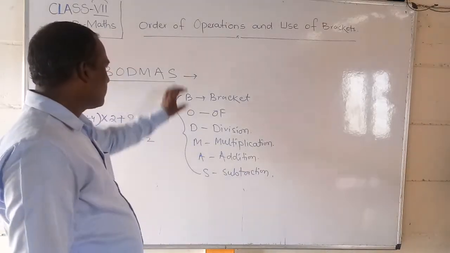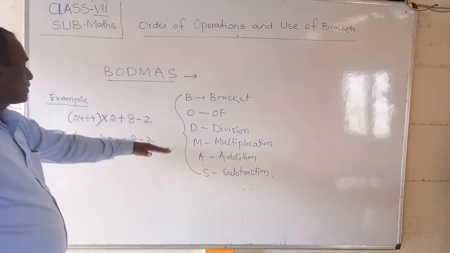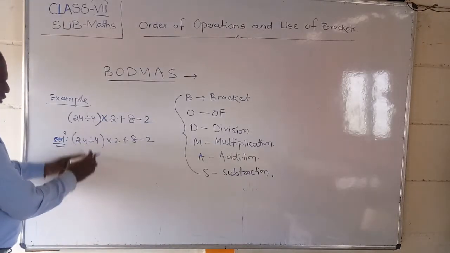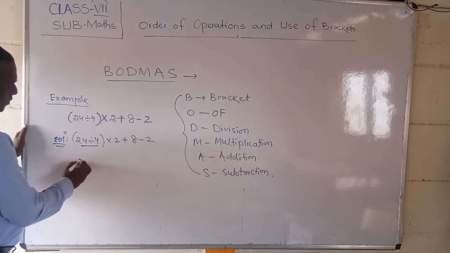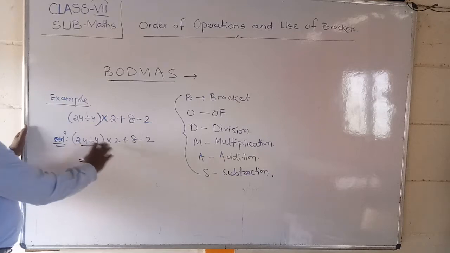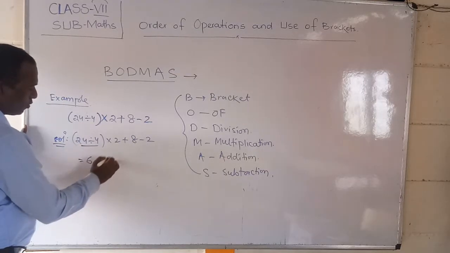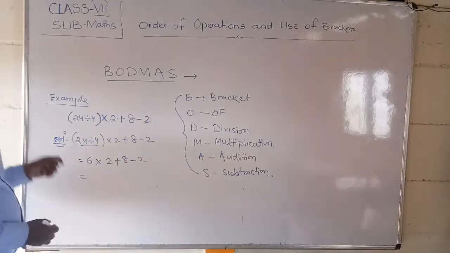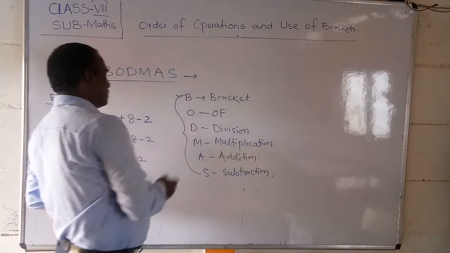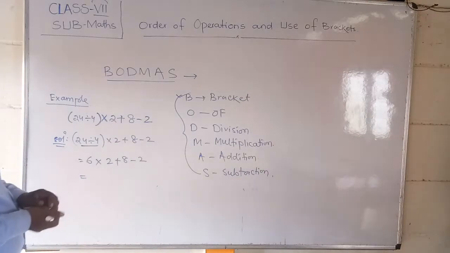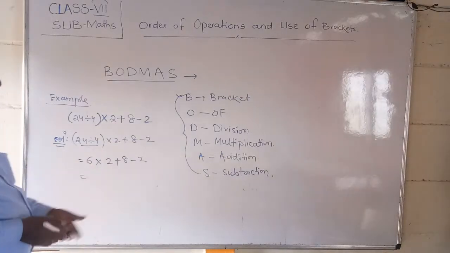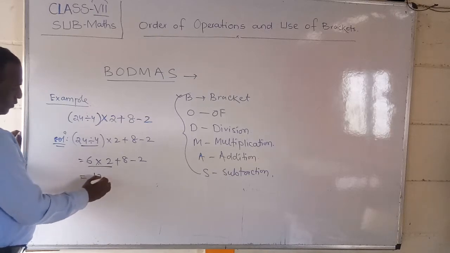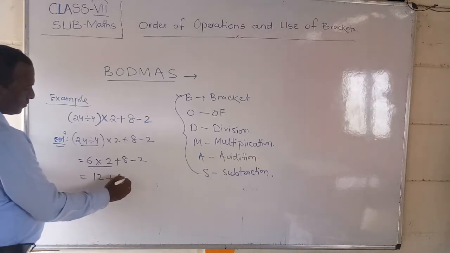First you check whether a bracket is there or not. Now the bracket is there. Solve what is inside the bracket, how much will come? 6. And as usual write into 2 plus 8 minus 2. Okay, bracket over. Then of, that is multiplication, is there. So students, this is multiplication, so you have to write 12 plus 8 minus 2.